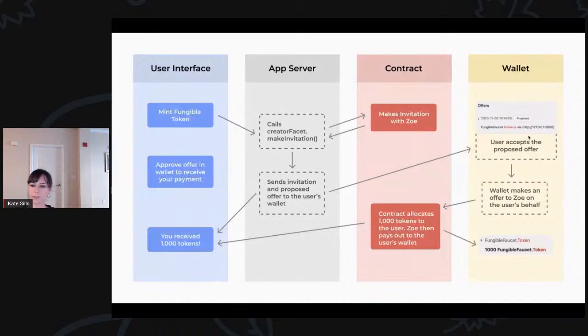But once the user accepts the proposed offer, then the wallet actually makes the offer to Zoe on the user's behalf. And the contract realizes that this offer has been made. It allocates 1,000 tokens to the user, and then Zoe pays it out to the user's wallet. So then we saw the tokens in our wallet, and if we were to go back to the dapp, we would see that we received a little notification that you've received 1,000 tokens. And you can use these kinds of notifications for various things. I'll show you how all of that is hooked up.